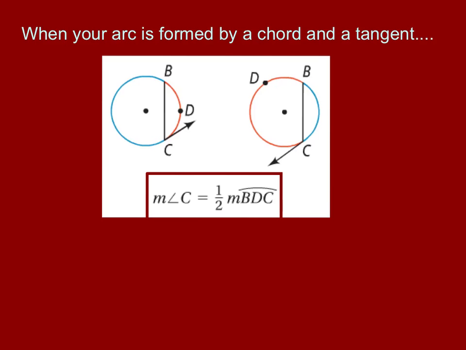All right, we've got one more thing we have to talk about, and that's when the angle is not entirely inside the circle. It's formed by a chord and a tangent. Now when that happens, it's going to look like these two pictures here. And what we need to do is take that arc that is still like an intercepted arc, and we're just going to cut it in half.